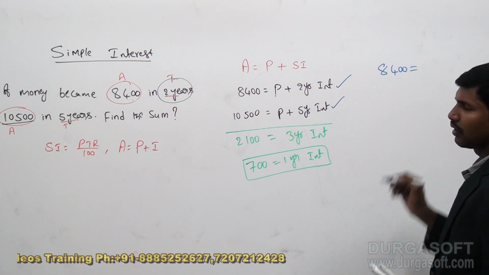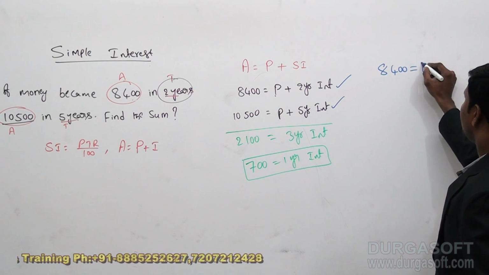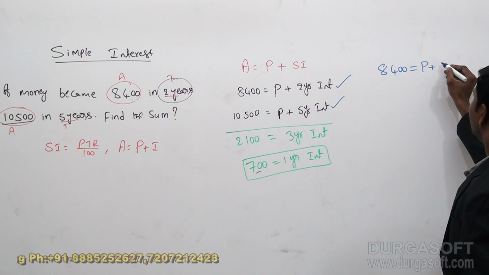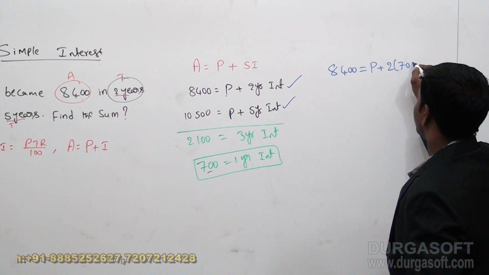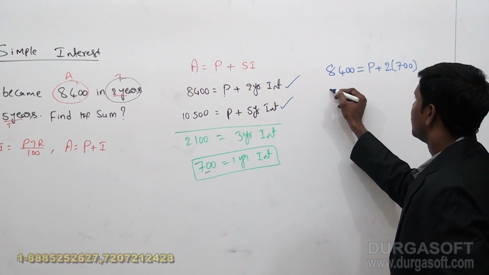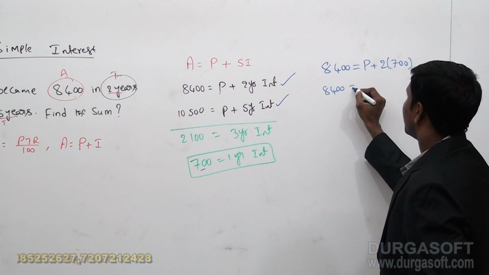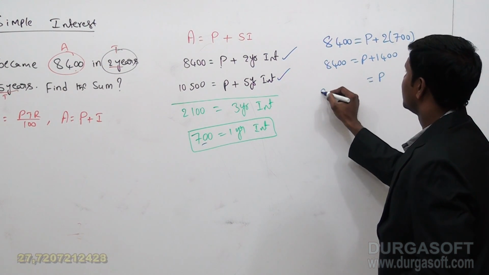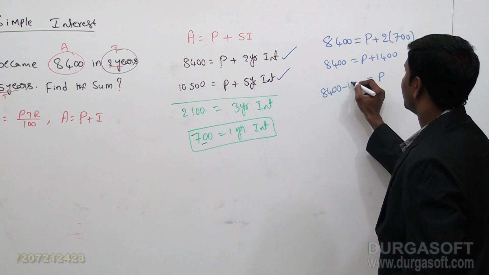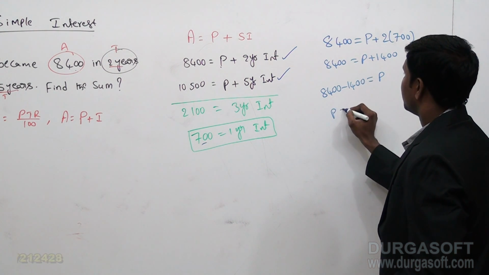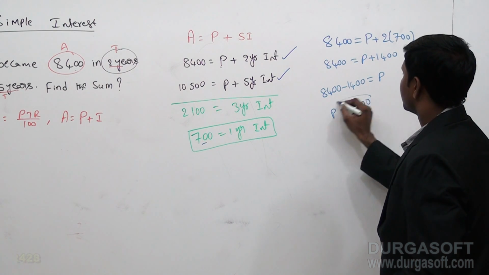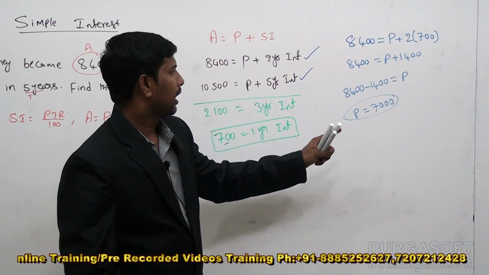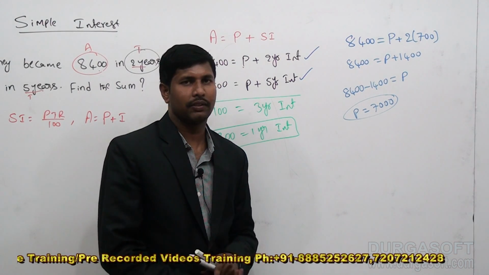8400 is equal to principal amount we need to find out plus 2 years interest. 1 year interest is 700. So 2 years means 2 times 700. Now it is 8400 is equal to P plus 1400, and from this principal amount is equal to 8400 minus 1400. So from this it is equal to 7000. So in this way we can calculate the principal amount as 7000.